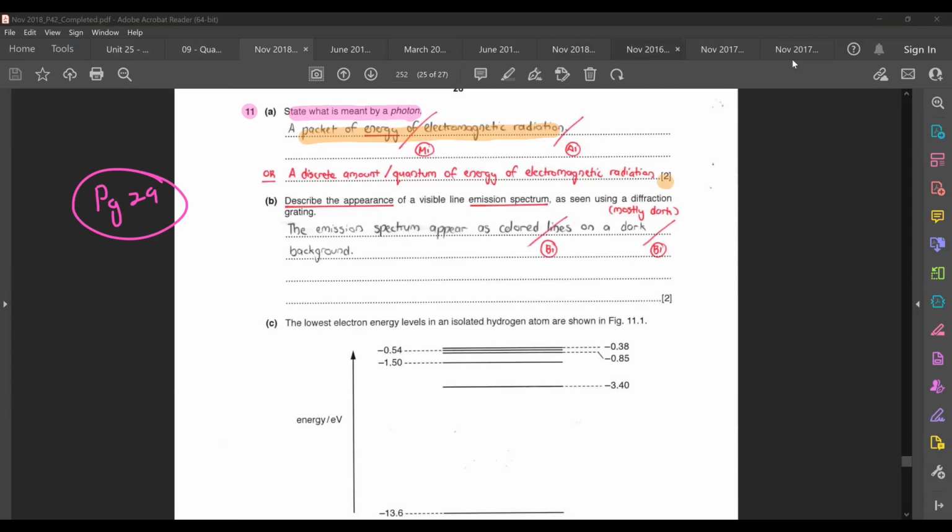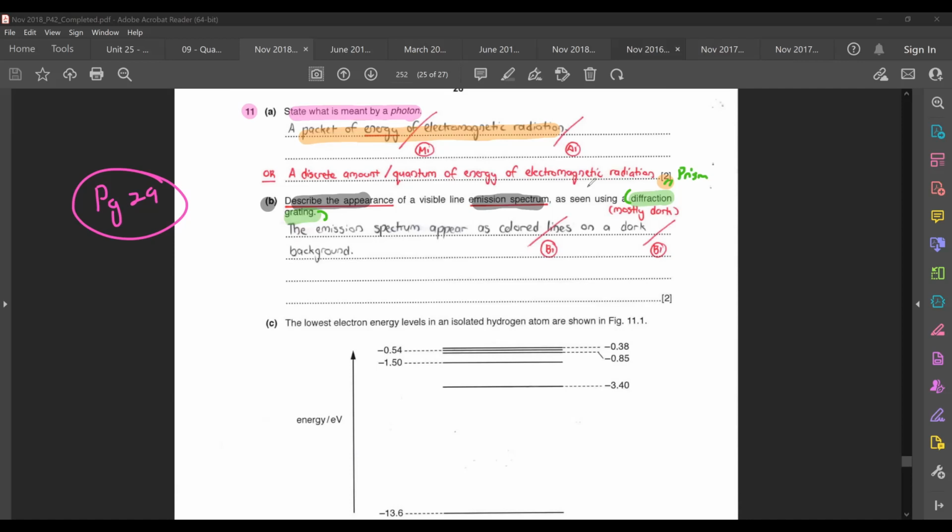The moment you say it's a packet of energy, it's 1 mark, and its electromagnetic radiation is another mark. Okay, so this is something that we've done quite often before this. Now, in part B, they ask you to describe the appearance of a visible line emission spectrum as seen using a diffraction grating. Now your diffraction grating is kind of similar to that of a prism too.